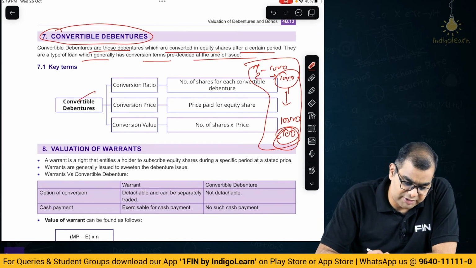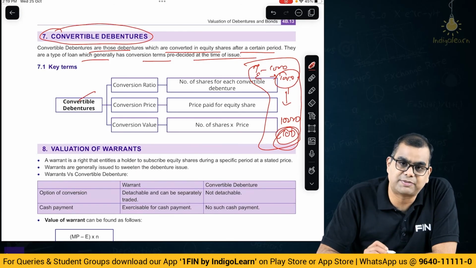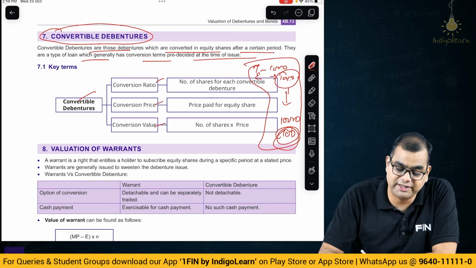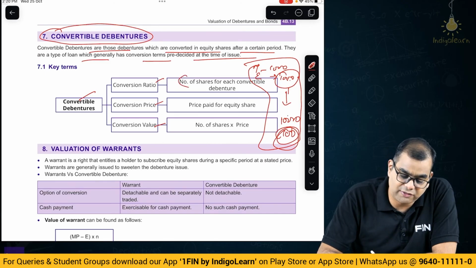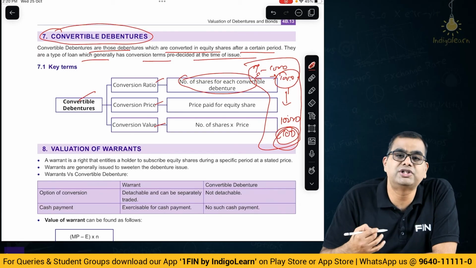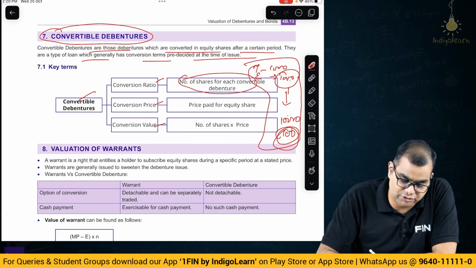Now, what are convertible debentures? Convertible debentures have three aspects that you should be aware of. First one is something called conversion ratio, second is conversion price, third one is conversion value. I discussed all three of them in the example that I gave. What is conversion ratio? Number of shares for each convertible debenture. So, if you hold one debenture, how many shares will you get? That is known as conversion ratio.